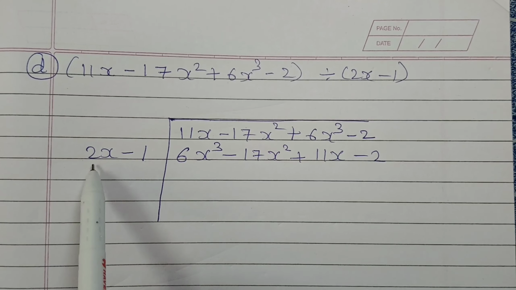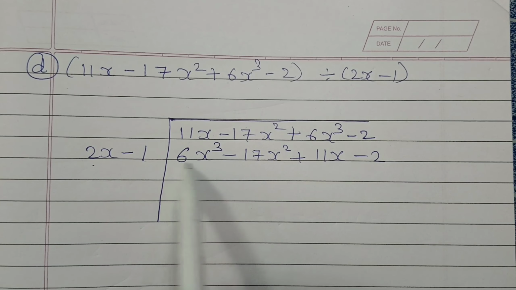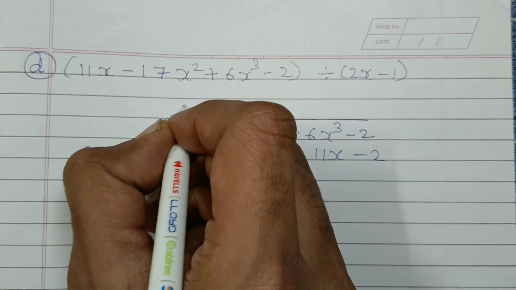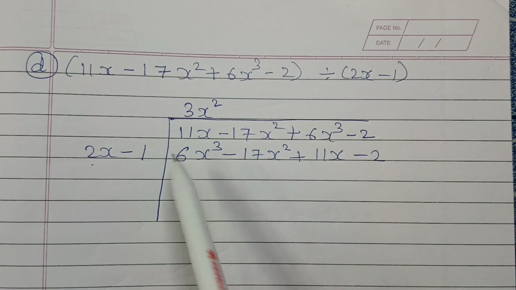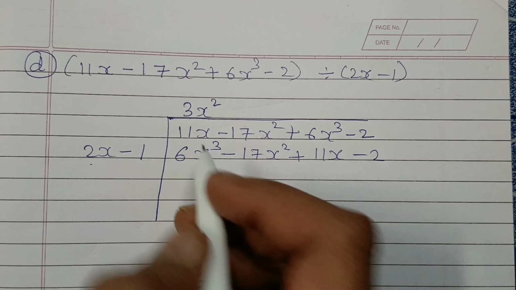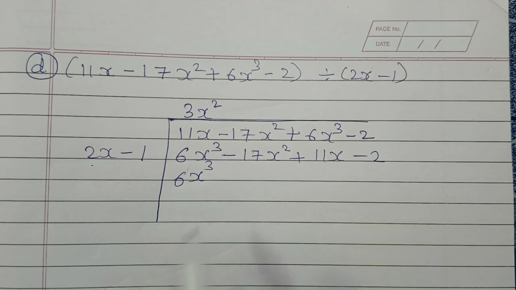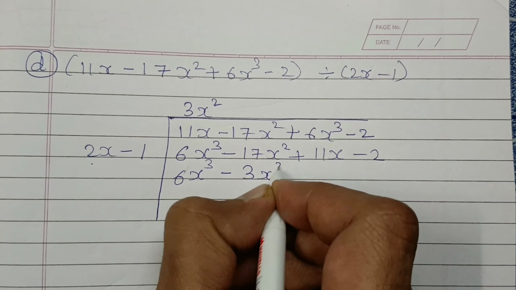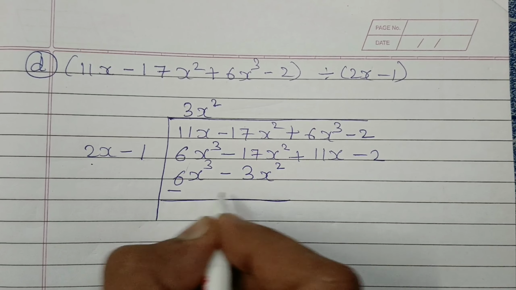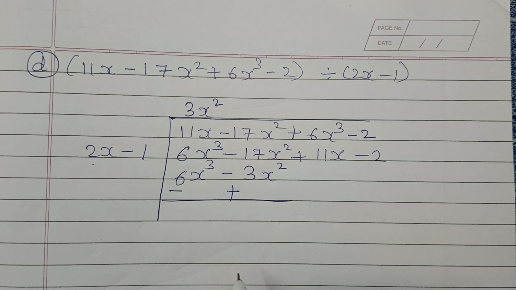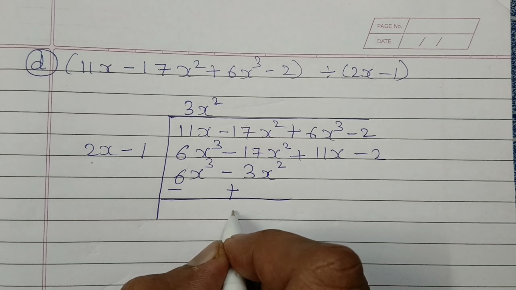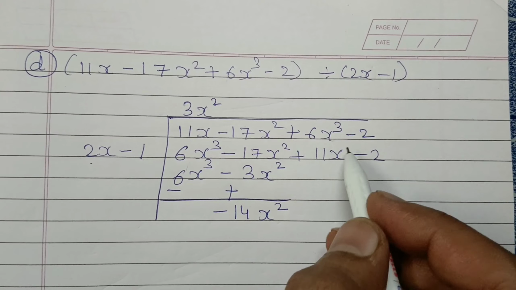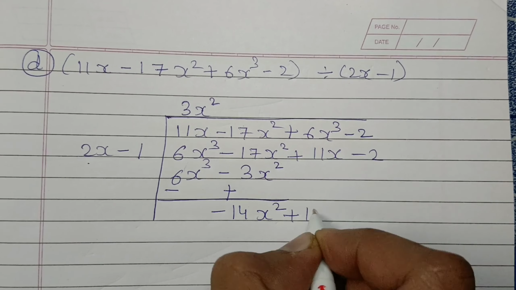Now if I divide 6x cube by 2x, the remaining will be 3x square. So I'll put 3x square here. If I multiply 3x square with 2x, I'll get 6x cube. And if I multiply 3x square with minus 1, I'll get minus 3x square. If I subtract these, I'll get minus 14x square, and plus 11x will come down.